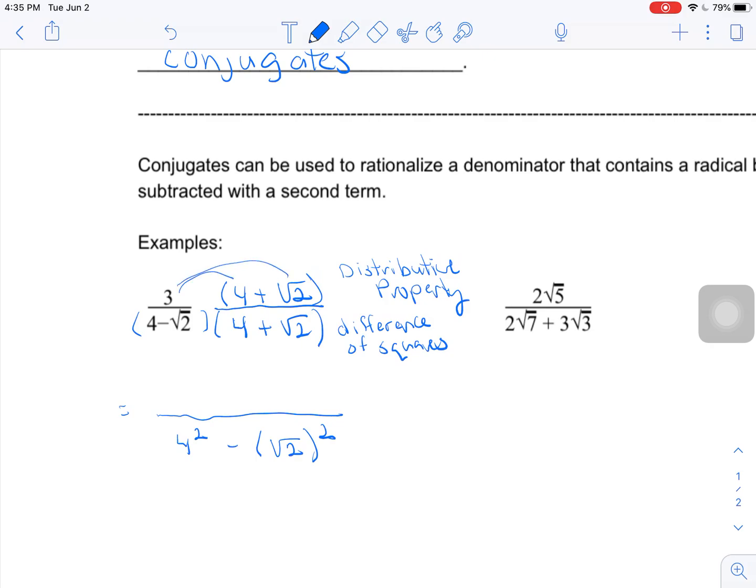So I have to distribute the 3. So 3 times 4 is 12, and 3 times the square root of 2, I can't actually multiply those, so I would just leave it literally as 3 times the square root of 2. So it would look like that.